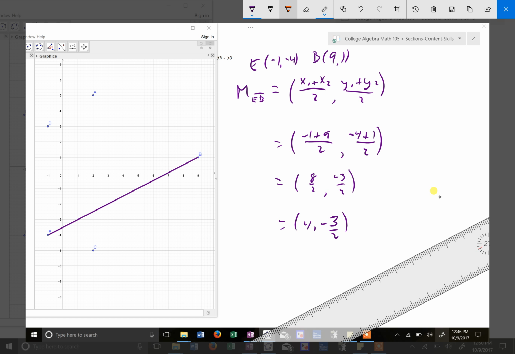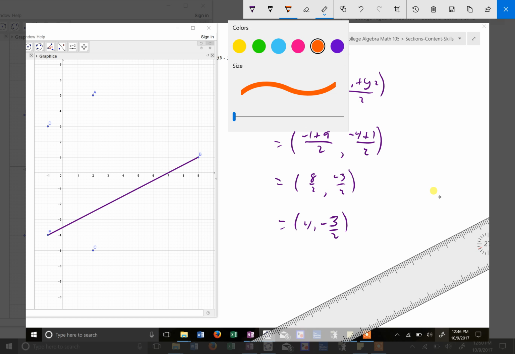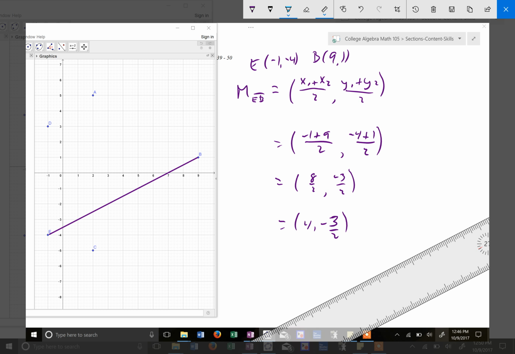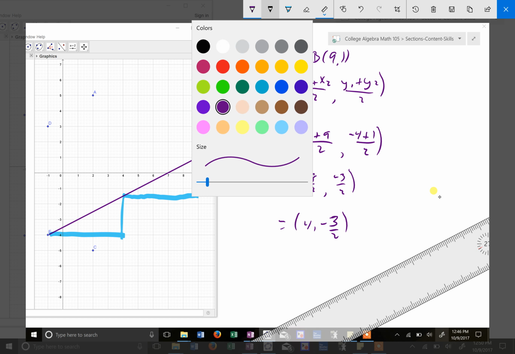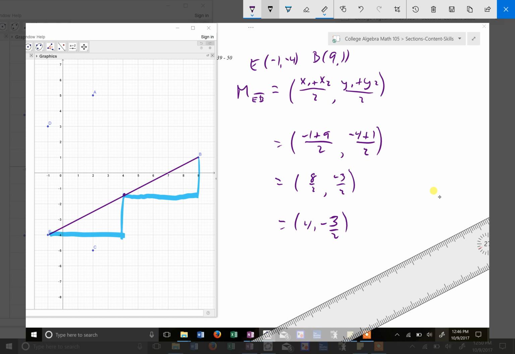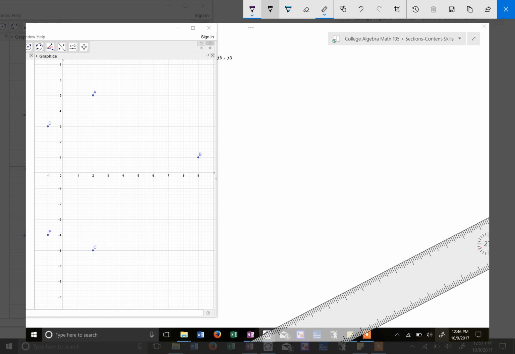Let's just see if that makes sense. If I go to 4 and right here, that does make sense. Well, it looks like it makes sense anyway. And if I were to do the distance formula, I would find out that the distance between point M, EM, should be the same as the distance MB. Which brings me to the very last thing I want to do.